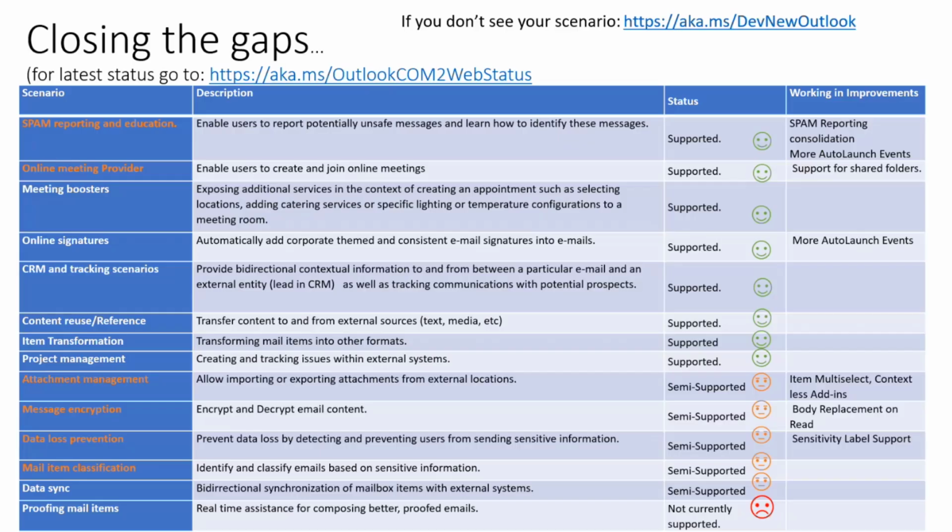As I said before, this is a big slide, but I want to share with you how we are closing these gaps. We recently posted, actually yesterday for the first time, a page that is going to be very useful for this process. This is a live page. If you go to aka.ms/OutlookCOMtoWebStatus, you're going to see a page that gives you information about what the new Outlook means for you. And not only that, we will also share the status of different scenarios that can be implemented today.